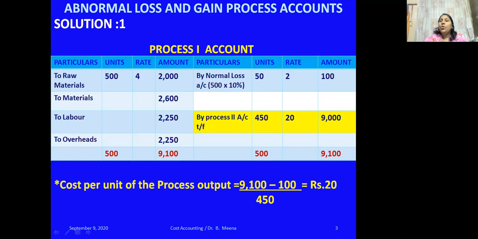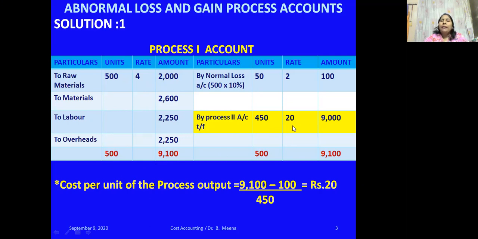So there is no abnormal loss and no abnormal gain. Okay. So 500 is the input, 450 is the output, and normal loss comes to 50. So it's getting tallied. So no abnormal loss, no abnormal gain. So I will close the debit side with the units column total and amount column total.